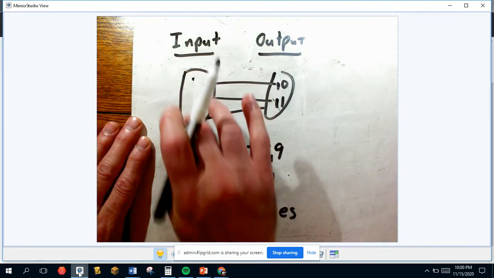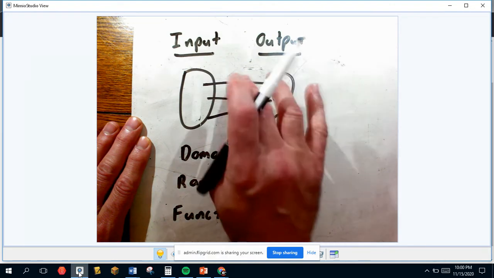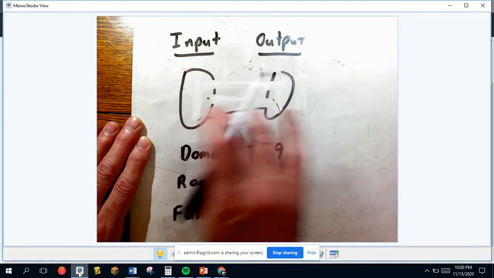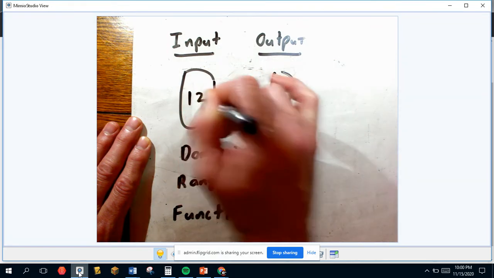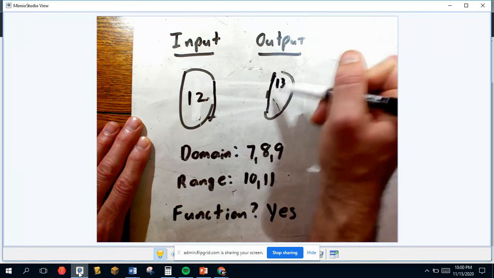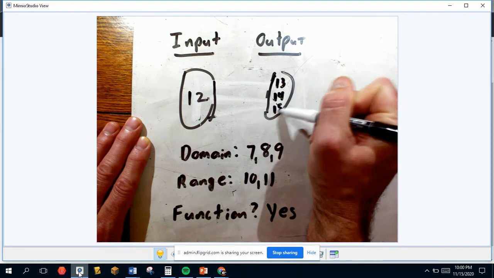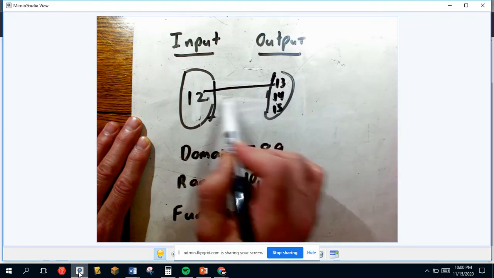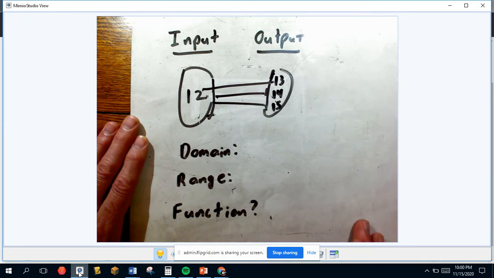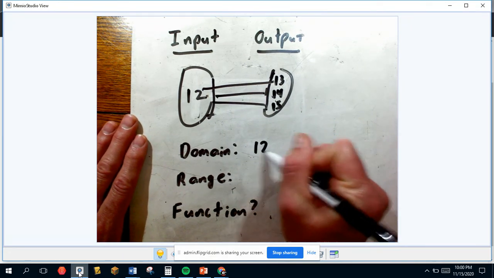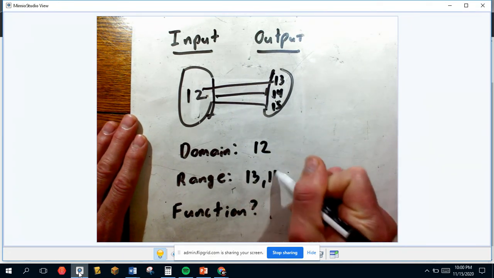The last example, I'm just going to erase some of this instead of having to rewrite it. What if this time you've got the number 12? The numbers aren't really that important. I'm just changing them for illustration purposes. You've got a picture like this. The domain here is 12. The range is 13, 14, 15.